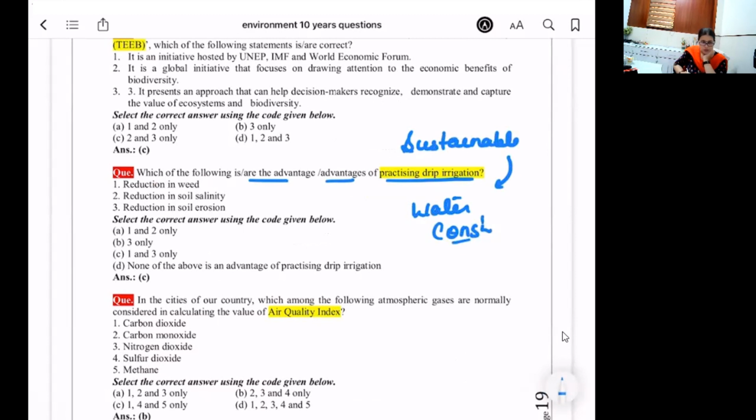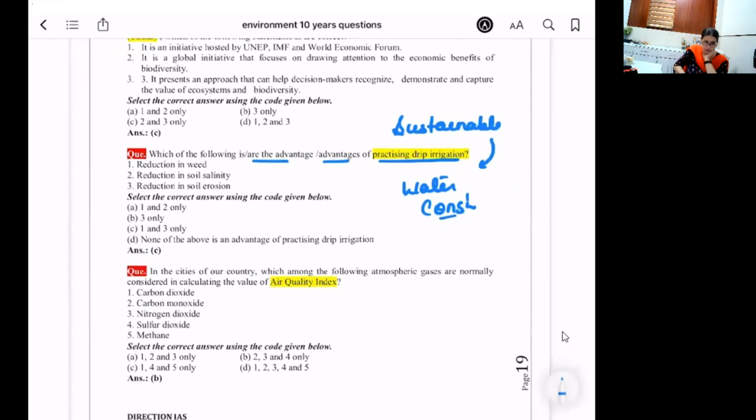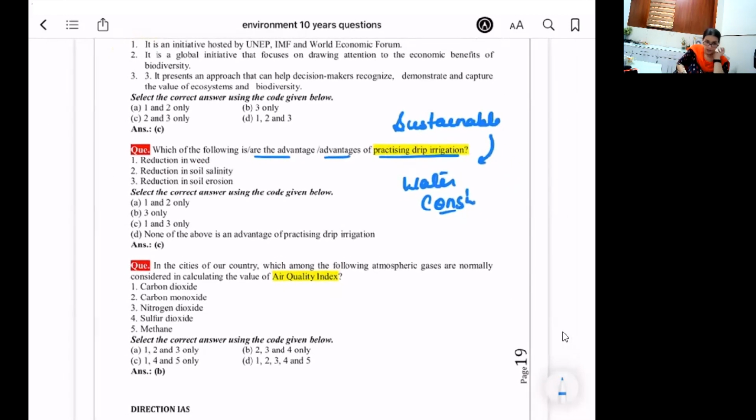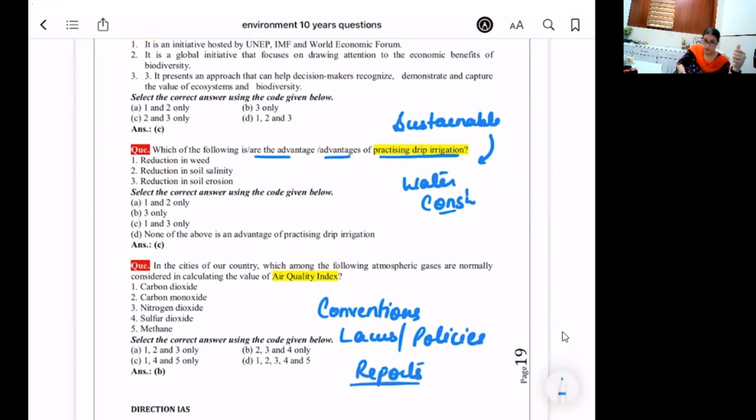So what you have to comprehend about the nature of the questions is that I need to be aware of all the major conventions, all the major government laws or policies, and all the major reports. So whether I talk about a report like the Indian State of Forest Report 2021, or I'm taking the IPCC report, because they make sense with the things. And for laws and policies, I need to take it up from the Indian perspective as well as the important global perspective.